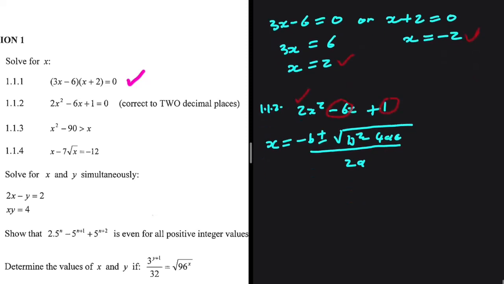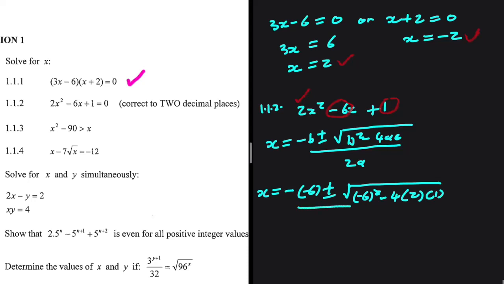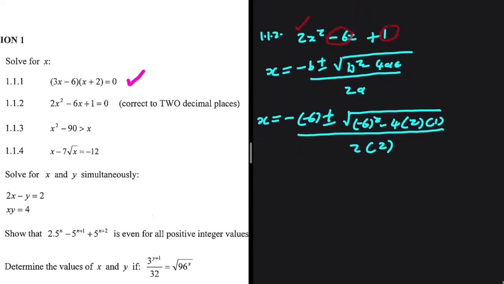If we substitute, we're going to have x equals minus multiplied by minus 6 plus or minus the square root of b squared. B is minus 6, so we're going to have minus 6 squared minus 4 multiplied by a, which is 2, multiplied by c, which is 1. Everything divided by 2a. So the value of a is 2. So we just have something like that.